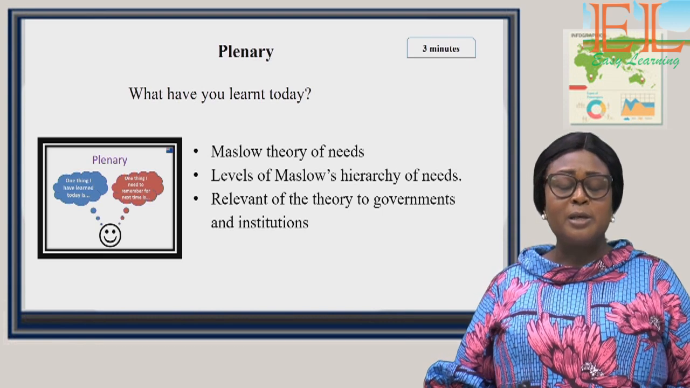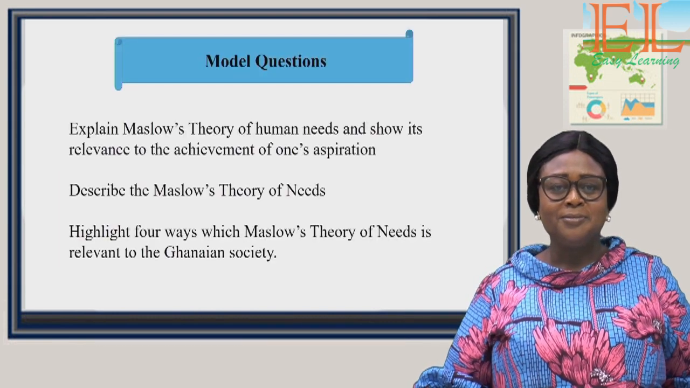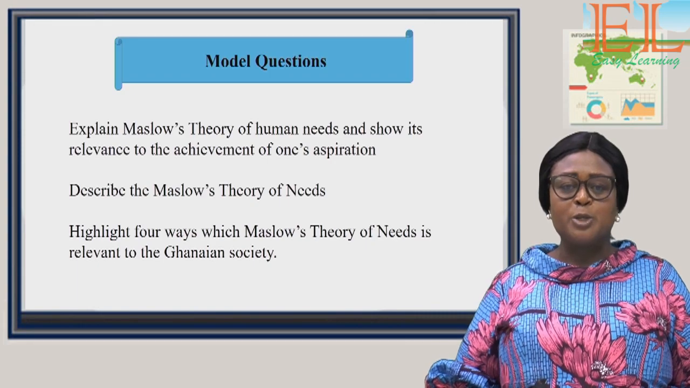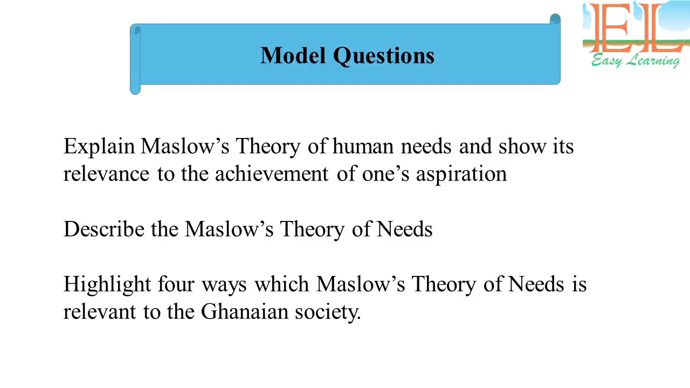Now, before we leave, let's take a model question. Explain Maslow's theory of human needs and show its relevance to the achievement of one's aspiration. Describe Maslow's theory of needs and highlight 4 ways in which Maslow's theory of needs is relevant to the Ghanaian society. The points we shared in the lesson are relevant points for you to answer a question of this nature.